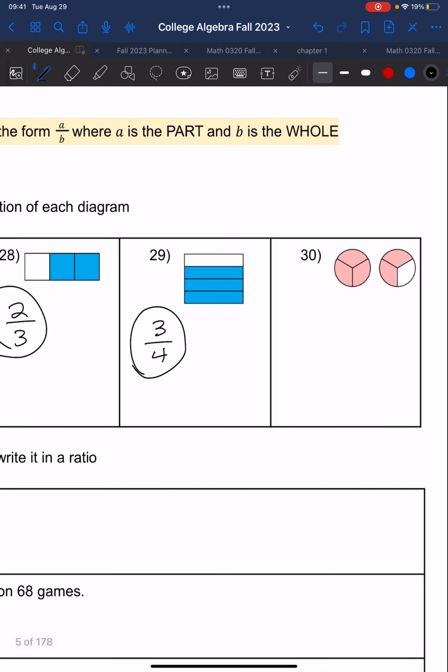Number 30, notice that we have 2 objects here. We have one of the objects that is completely shaded in, and then another object that only has 2 parts shaded in from the whole. So let's treat these as 2 separate fractions, 2 separate ratios. For the first one, we see that 3 is shaded over 3 whole.